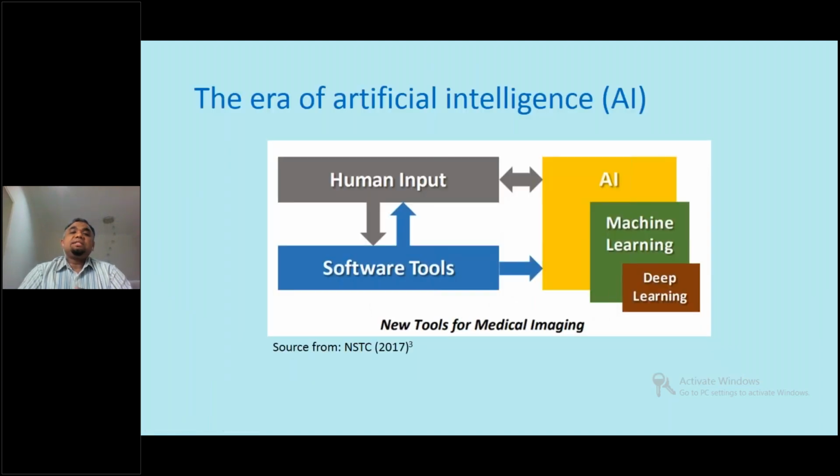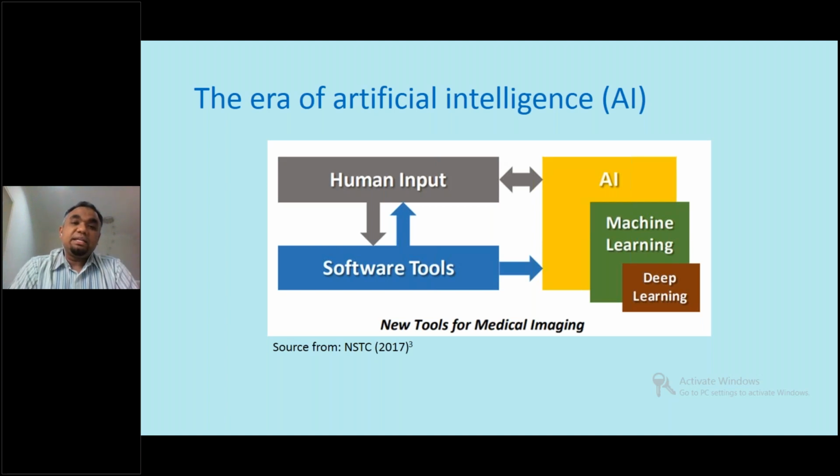So the era of artificial intelligence started from the emergence of computer-aided diagnosis. Maybe some of us already know about computer-aided diagnosis, in which the CAD does all the auto segmentation. If you are interested in the disease or the lesion, you can segment that particular disease or lesion itself. This is what we call computer-aided diagnosis, the starting era of artificial intelligence.